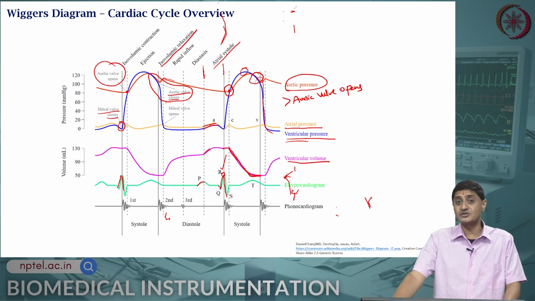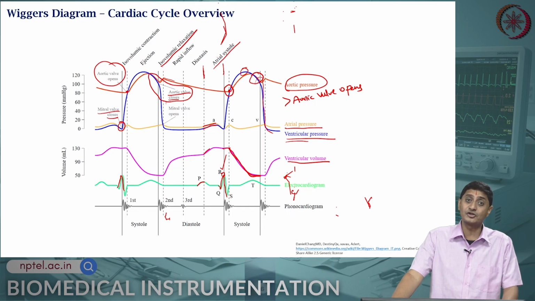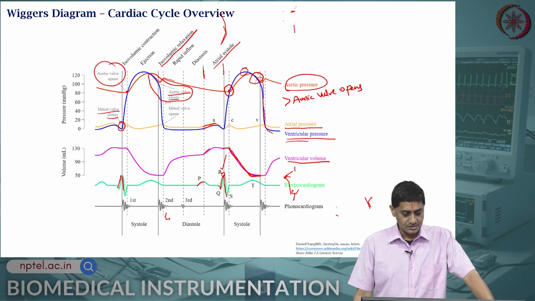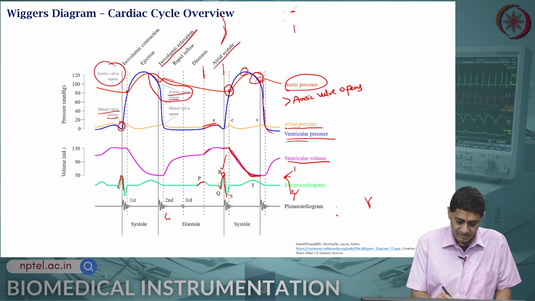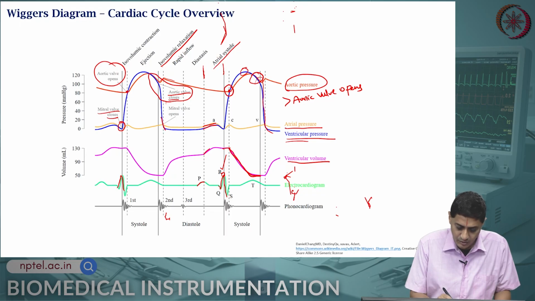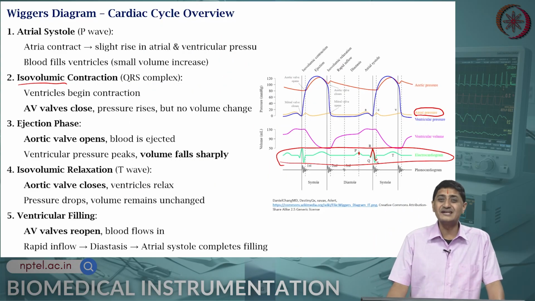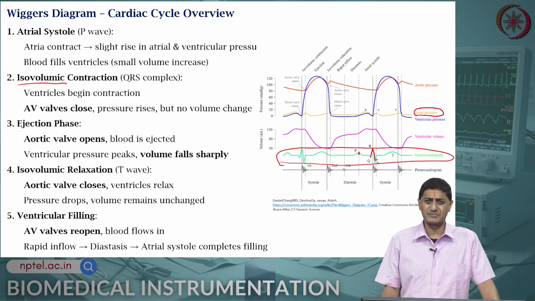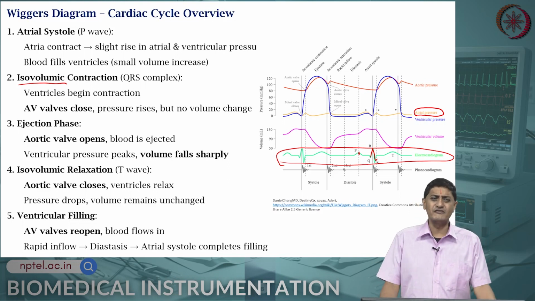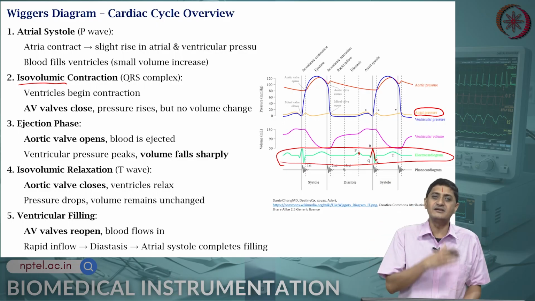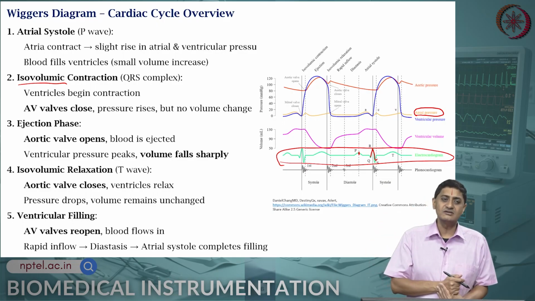Substantial drop in the pressure, so much so that sometimes the atrial pressure is higher than the ventricular pressure. In that case the mitral valve will open, is it not? When the ventricular pressure goes below the atrial pressure, at that point the mitral valve will open. The atrioventricular valves, the AV valves, will open once the ventricular pressure drops below the level of the atrial pressure. Then the AV valves will open and blood will start rushing into the ventricles.